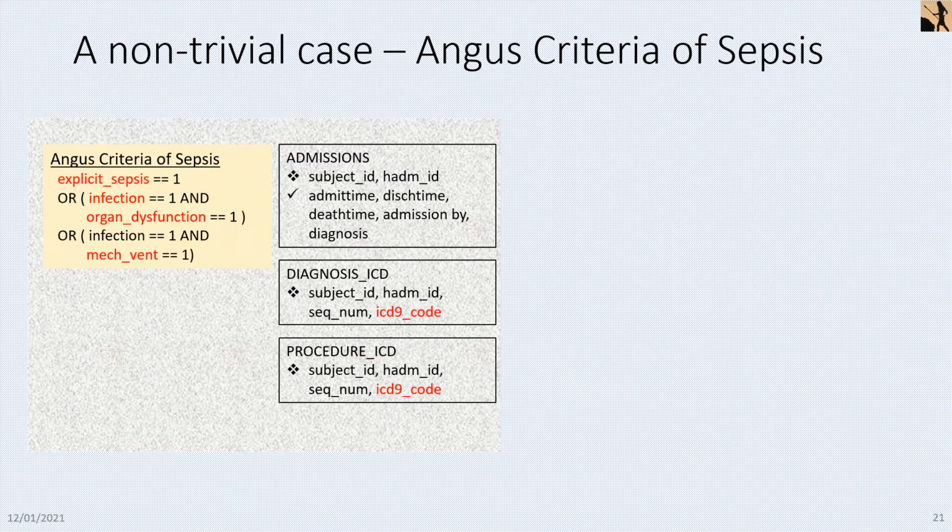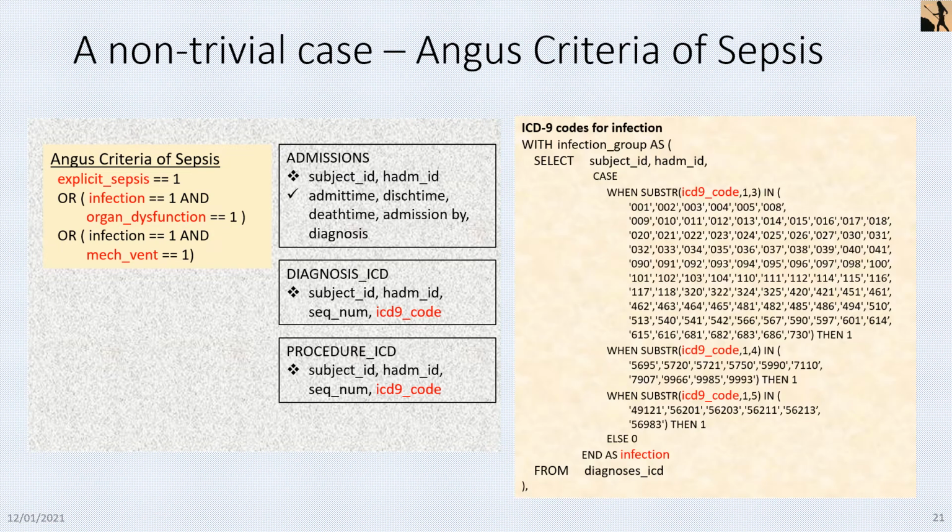Okay, so the criteria conceptually is like this. They will look into some of this group, whether that's explicit sepsis or some of the infection or some of the organ dysfunction, or whether the mechanical vent has been used or not. Okay, so it started out, as I mentioned, looking into all this ICD code, right?